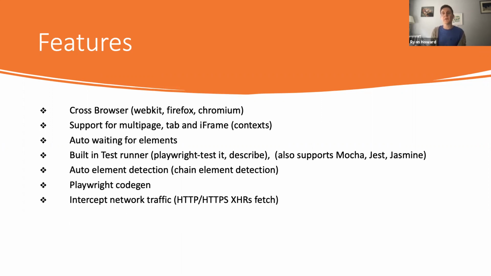Interception of network traffic. So this is a really useful feature. Again, with modern web applications, there's often lots of things going on behind the scenes. There's API calls, there's XHR requests, and that sort of thing. Lots of stuff going on in the background. Cypress has a similar feature. So Playwright allows us to block and intercept that traffic.